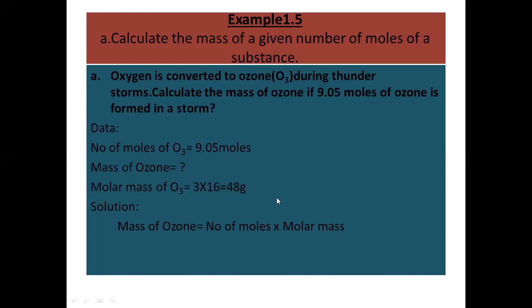But if number of moles are given and they ask you to find the mass, then we will use this simple formula. Mass of ozone, or mass of whatever atom or molecule, is equal to number of moles into molar mass. By putting the values, number of moles are 9.05. Molar mass of ozone we have found here, that is 48. So the answer is 434.4 grams.